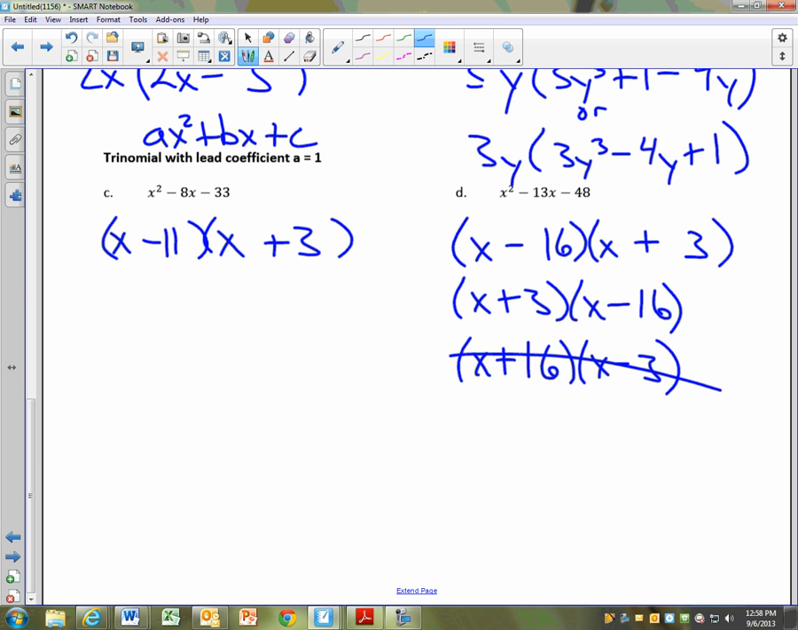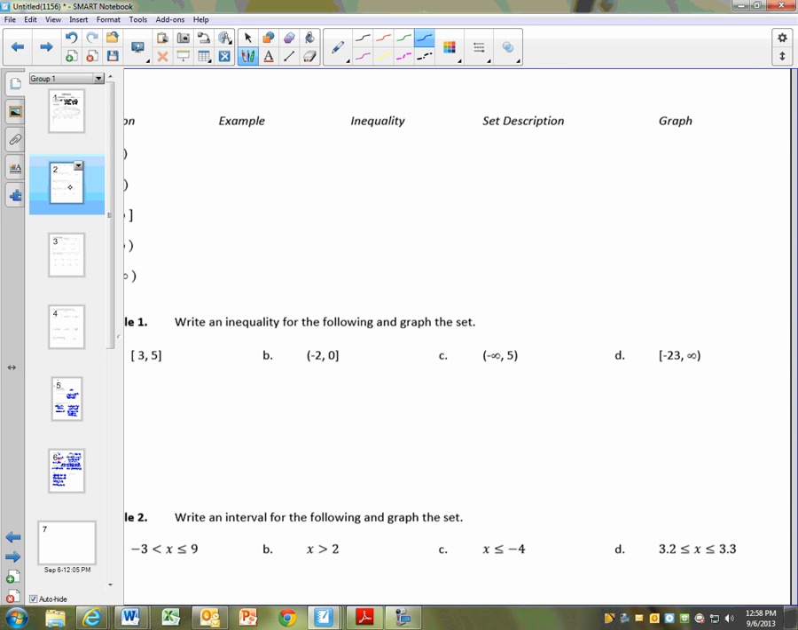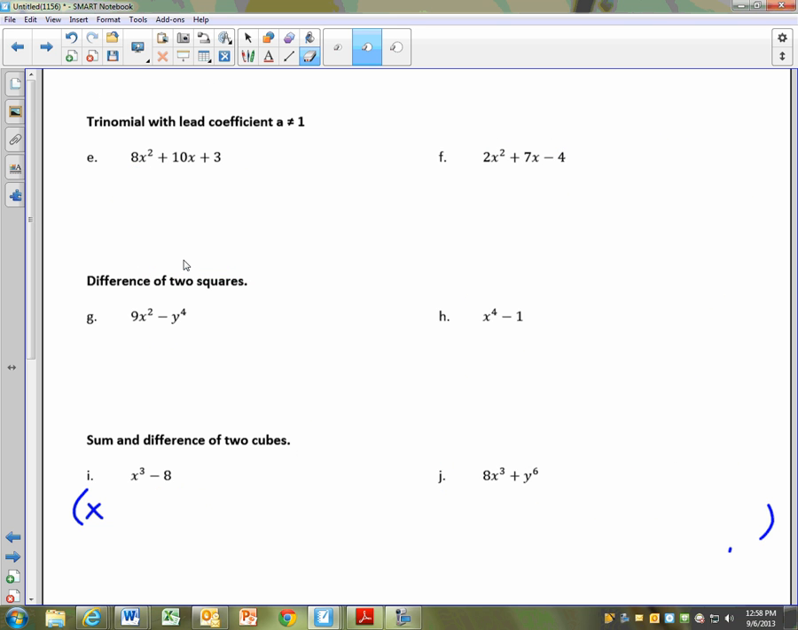So you have a 1 in front of the x squared. And that makes it an easy trinomial, as opposed to this. Does that make sense now? So this is a lead coefficient of a not equal to 1. Okay, so this is different now. When you have a trinomial where the front coefficient isn't 1, then you need to either factor by guess and check or by using the AC method.